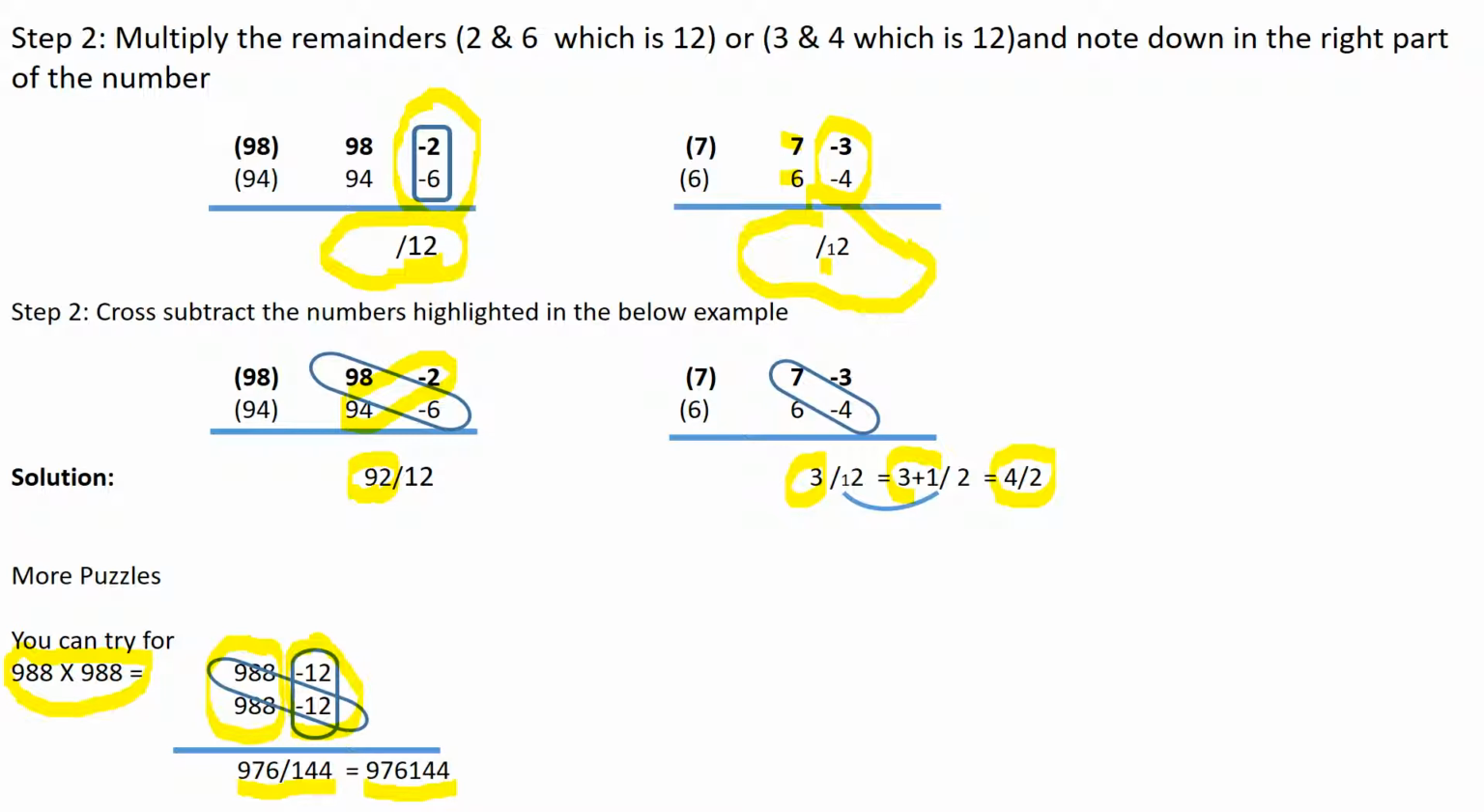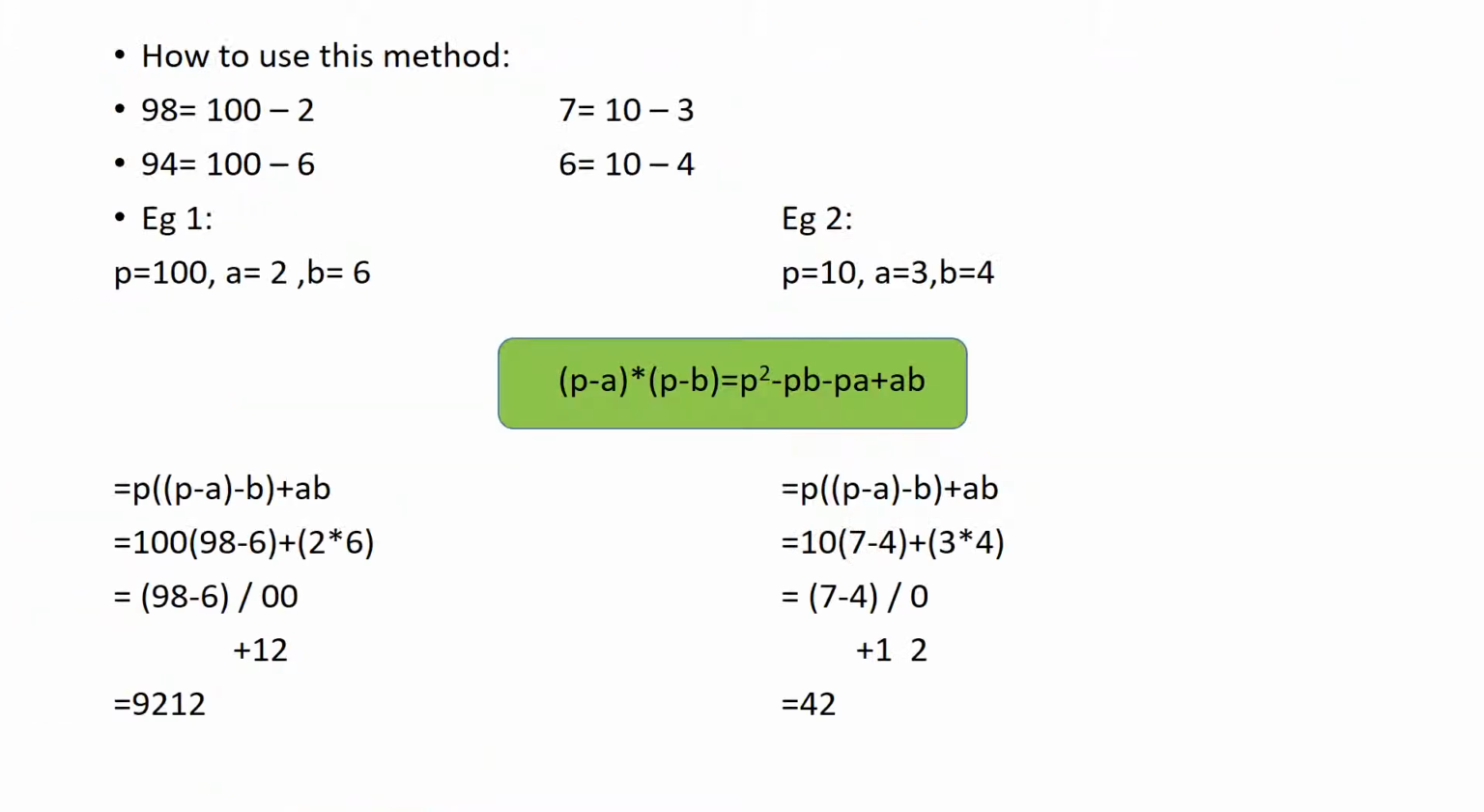And 988, as per step 2 and step 3, the cross subtract. 988 minus 12 will give 976, so the solution is 976144. In this slide we'll get to know how we have concluded this method comparing with the base number.